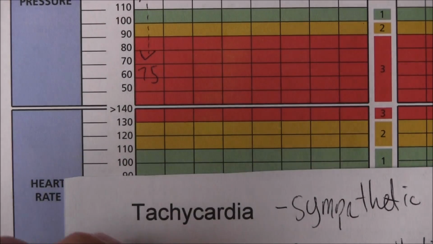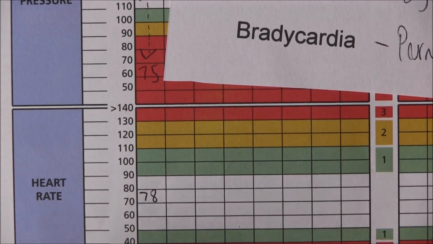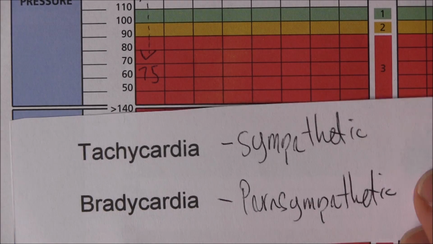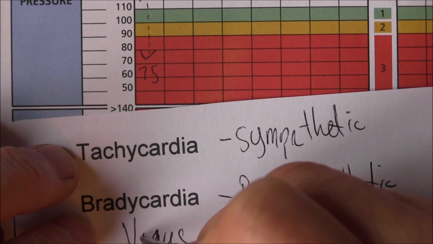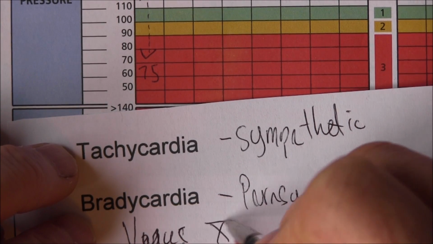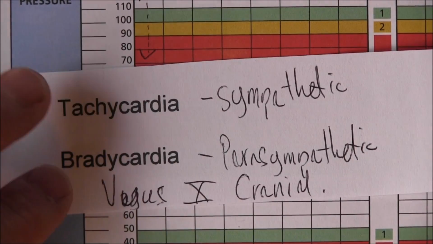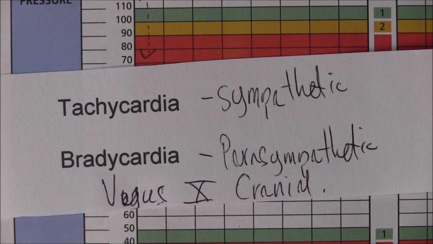And bradycardia, what can cause the heart rate to slow down going into these parameters? Well, parasympathetic vagal activity is normal. The vagus nerve, it's the 10th cranial nerve. That's the main parasympathetic nerve in the body, actually.